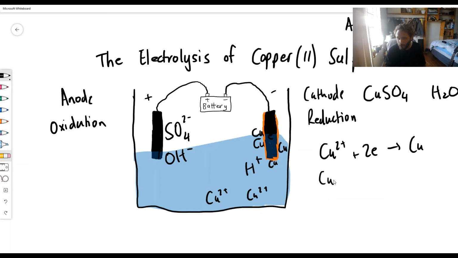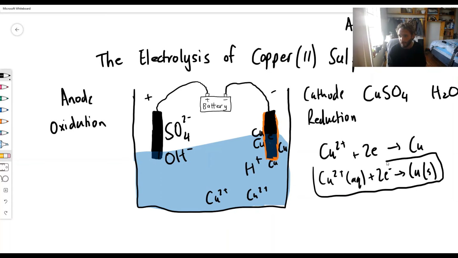We could also write this like this with our state. So this is in aqueous, and this is going to form solid copper. So this is our first half reaction over here.